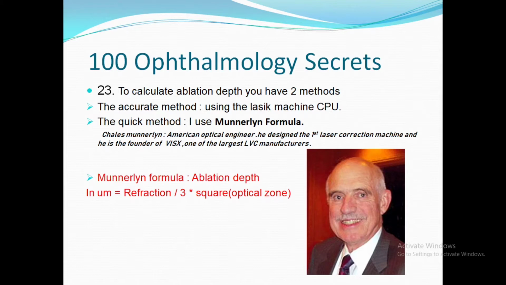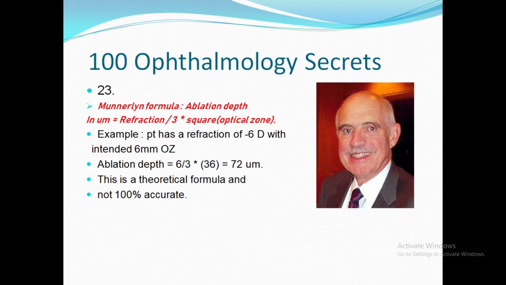Munnerlyn formula states that ablation depth in microns equals refraction divided by 3 multiplied by square optical zone. I know this is a lot to process, so we have an example of -6 diopters patient with intended optical zone of 6 millimeters. So ablation depth is 6 divided by 3 multiplied by 36, which is the square optical zone. So the ablation depth in this patient is about 72 microns. You need to know that this is a theoretical formula and it is not 100% accurate.